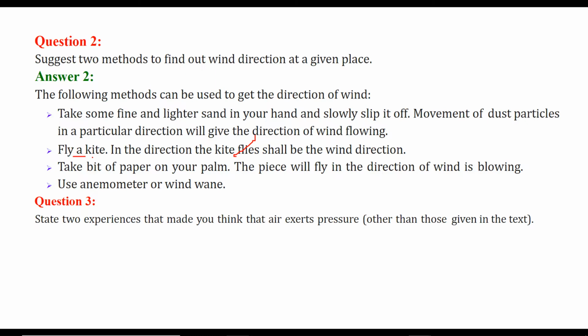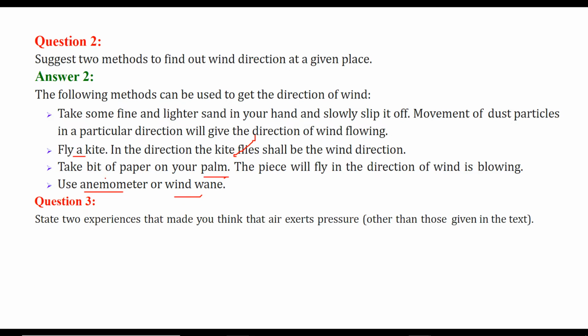You can always fly a kite, so the direction in which the kite is flying is the wind direction. Then you can take a bit of paper on your palm, then the piece will fly in a certain direction because they are also very light, so the wind is able to blow them. This is the actual direction of your wind. You can also use a wind vane and anemometer.